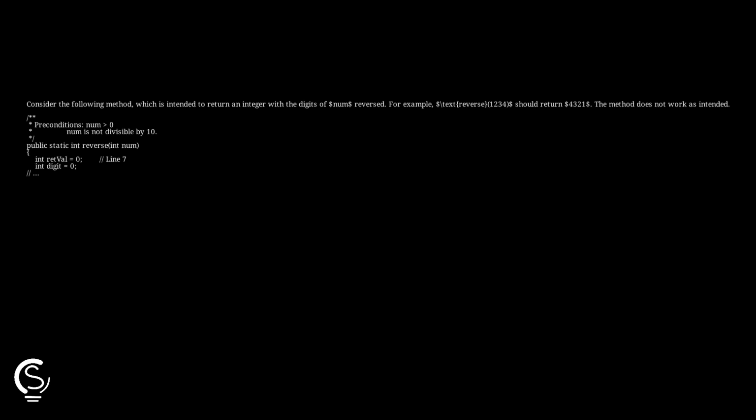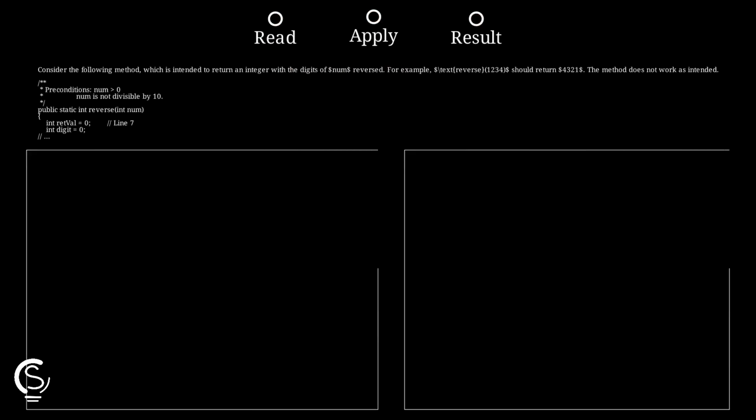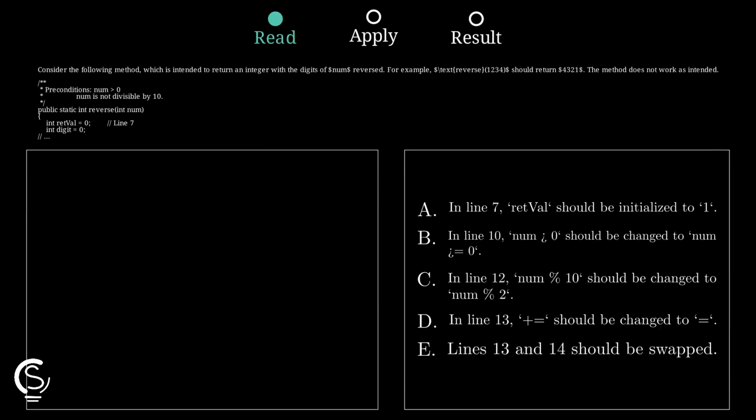Let's go! Reversing digits in Java seems easy, but this code has a hidden bug. Let's find the error and fix it fast. Look closely at line 13 where the value is updated.